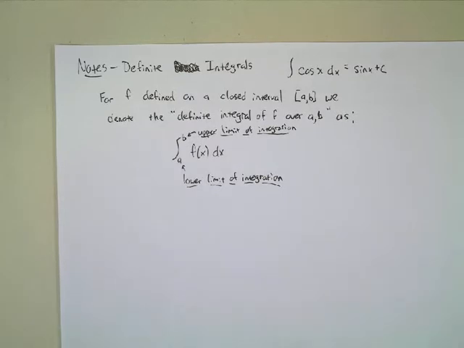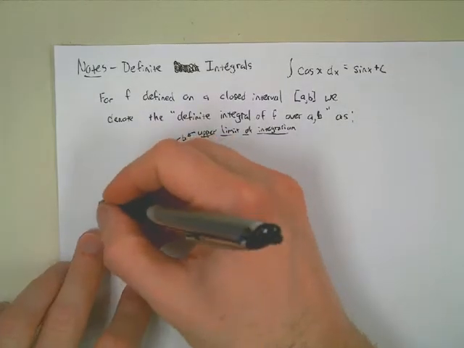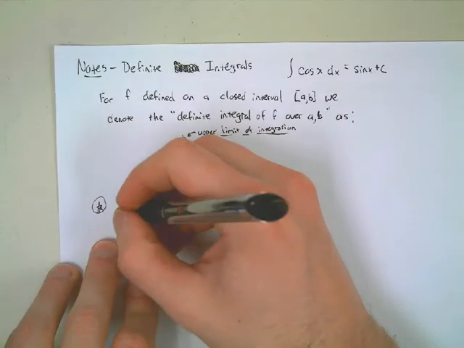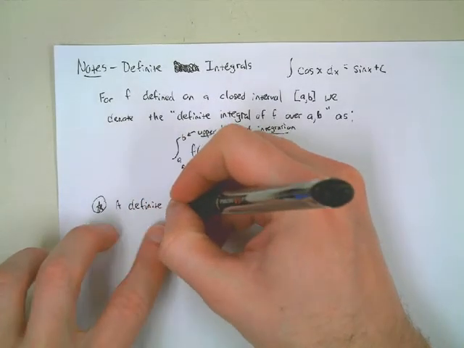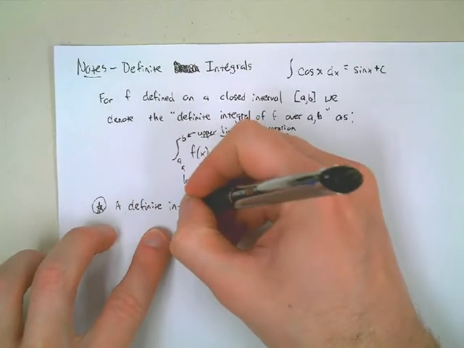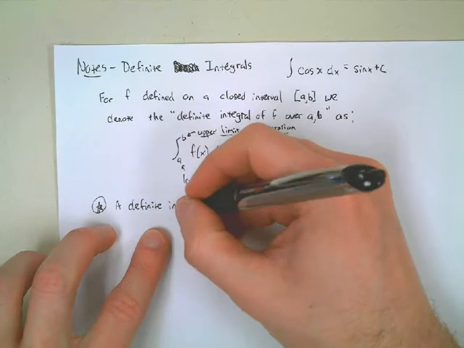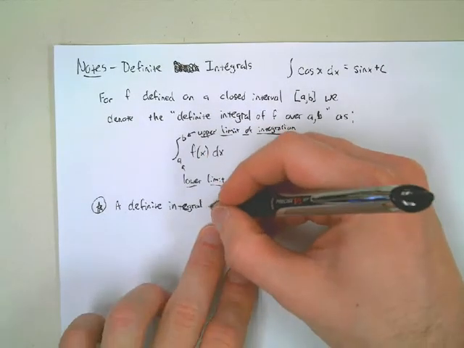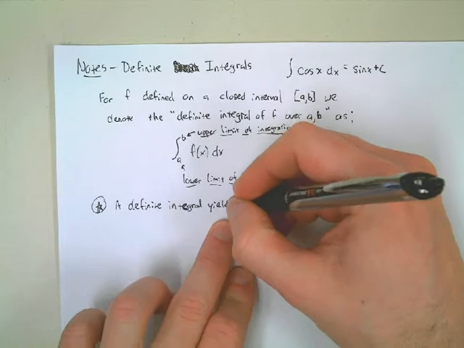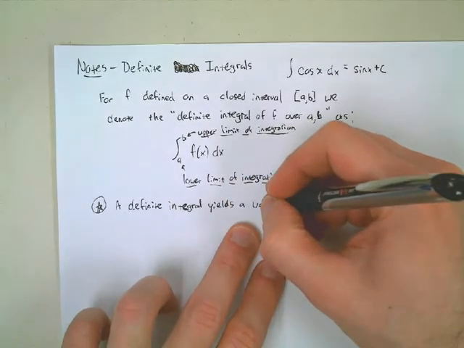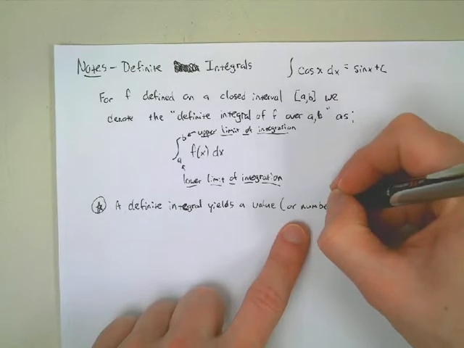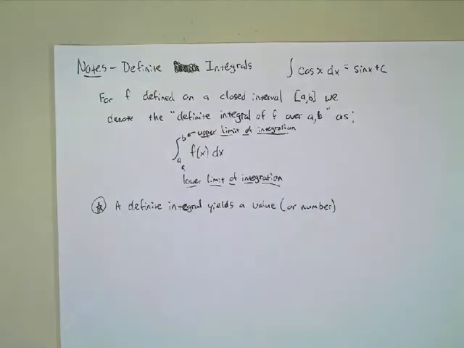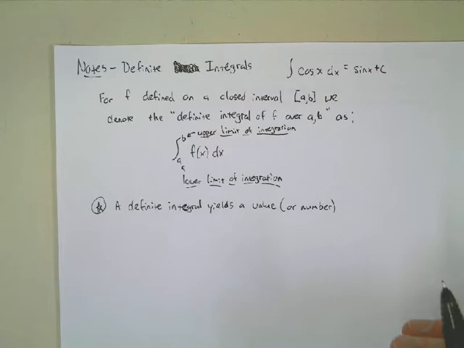Anyway, one thing I want to mention here, and this is very important: a definite integral yields a value, or number. So a definite integral equals a number. It will equal a number, a value, a quantity.